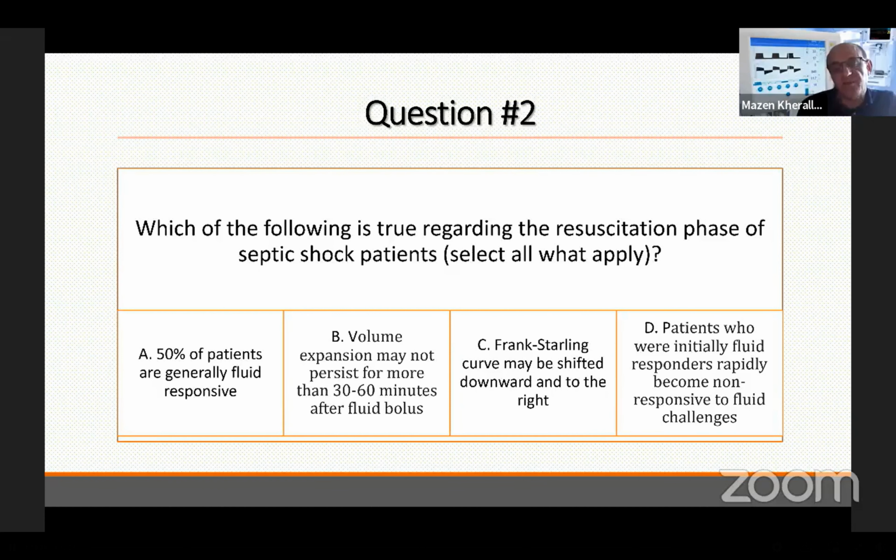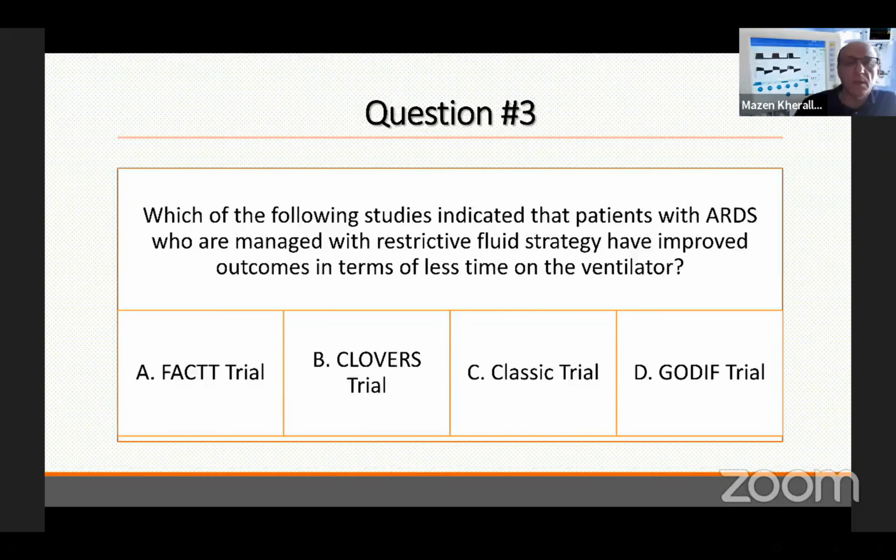So around 50% of patients are not responders, and we lose the value of volume expansion within 60 minutes. The Frank-Starling curve may be shifted to the right and downward in patients with sepsis. And finally, patients who were initially fluid responders rapidly become non-responders, as I presented in the study for this. So the answer is all of them.